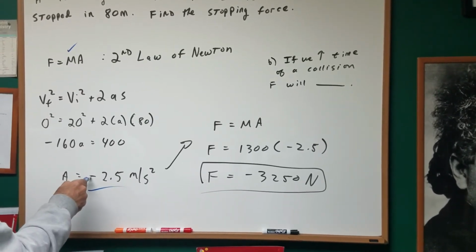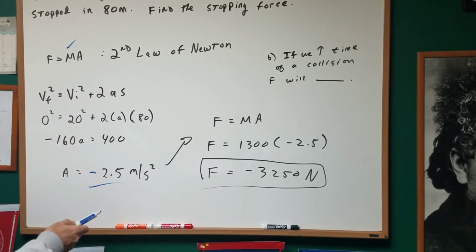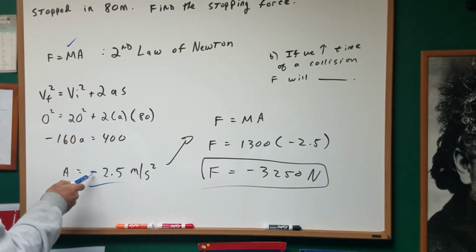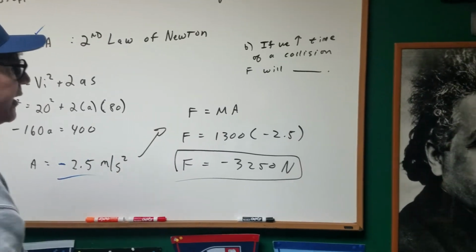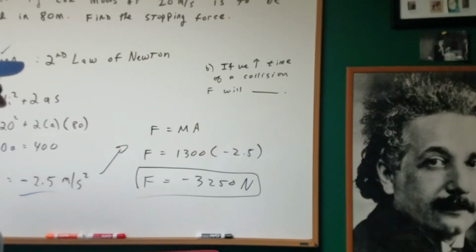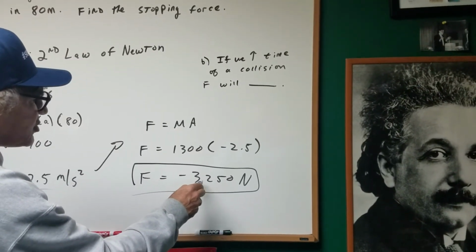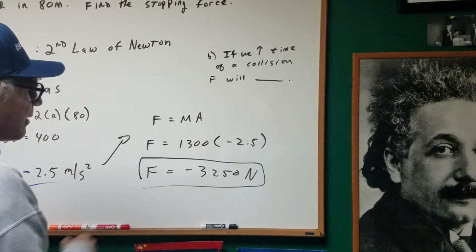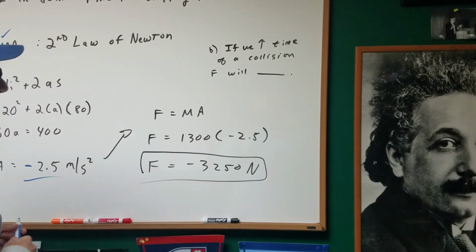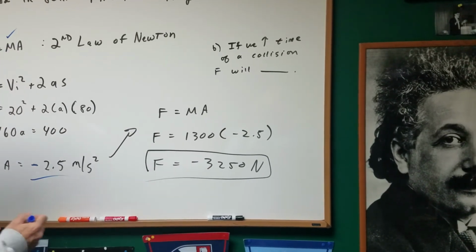Since there's a negative in front of it, it's actually decelerating. But we're using the same formula. Now that we found the deceleration, we plug it into F equals ma. We know the mass, we know the deceleration, and we get the force minus 3250. Notice the minus simply means it's a stopping force. So the force, the magnitude, would be 3250 newtons.